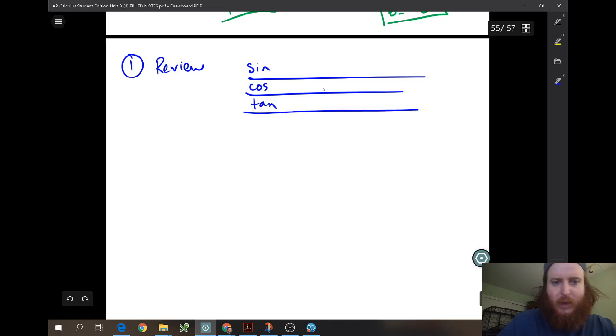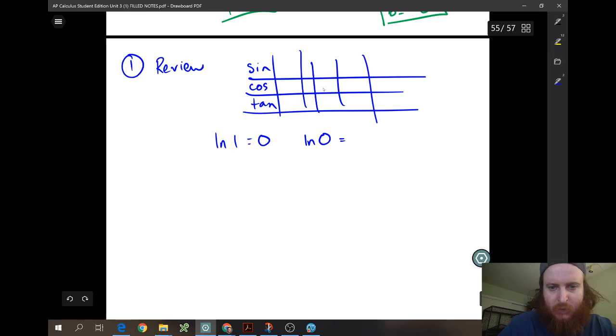Basically plugging in those values, right? We need to know that chart. We need to know that ln of 1 is equal to 0, and that ln of 0 is undefined, and that the ln of e is equal to 1.